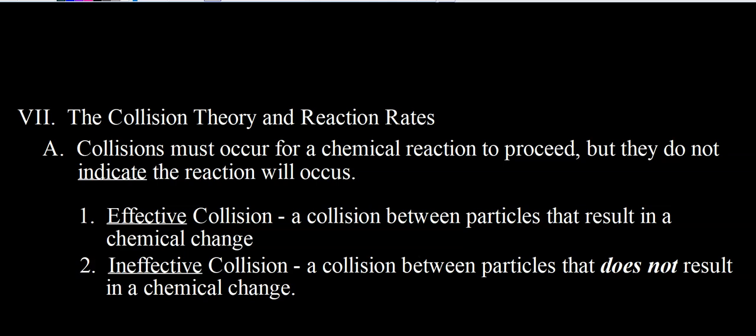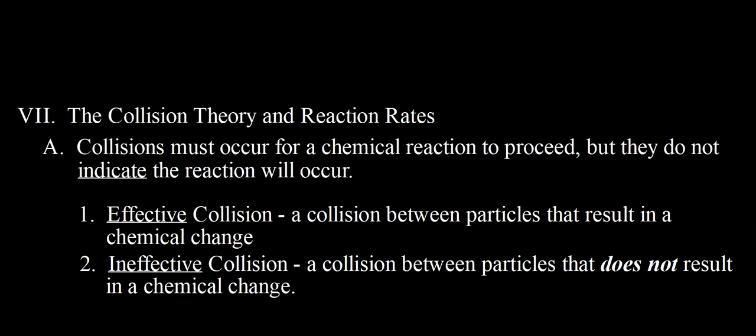First says collisions must occur for a chemical reaction to proceed, but they do not indicate that the reaction will occur. So a collision between particles that does result in a chemical reaction, we call an effective collision. So we said, particles have to collide at the correct orientation. They have to collide with sufficient energy. If those two factors are met, then that collision between reacting particles will result in the formation of products.